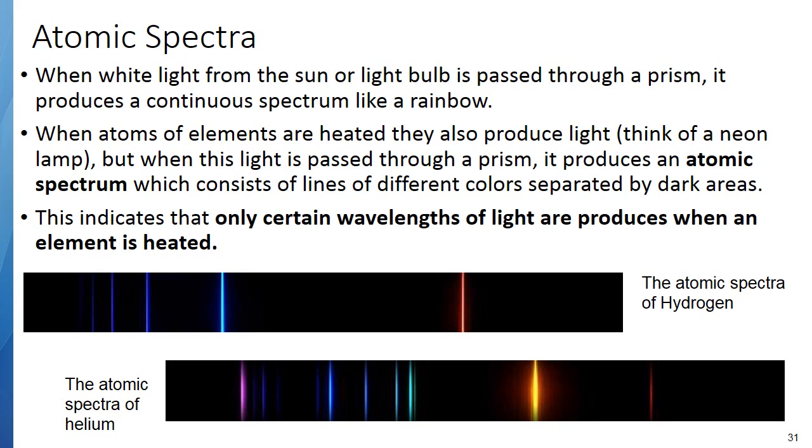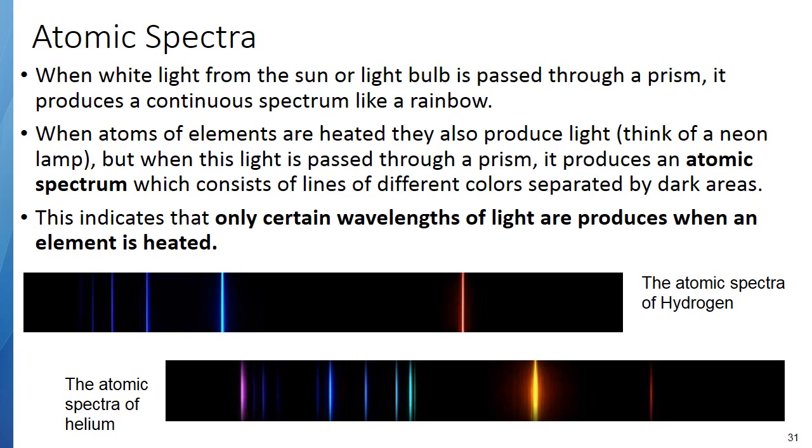So if you take white light and put it through a prism, as we saw a few slides ago, we produce a continuous spectrum. You see the whole rainbow of colors. But what happens if you take a particular element, heat it up and produce light? Think of a neon lamp, which has only neon. If you take light just from a particular element and pass it through a prism, you get what's called an atomic spectrum. These are pictures of atomic spectra down below. It's basically black except for a few lines of color.